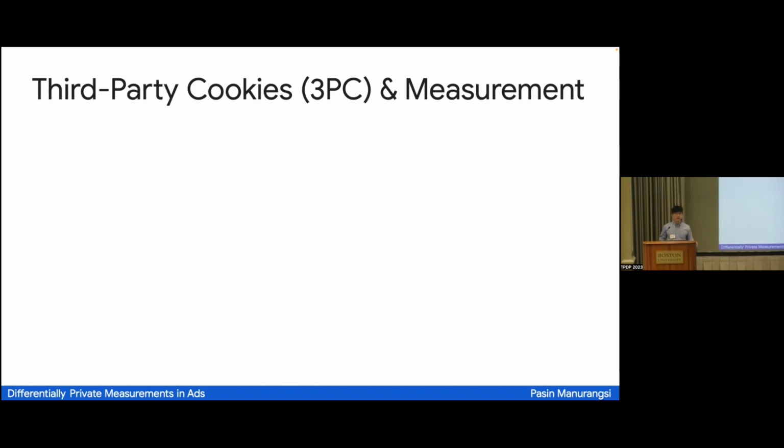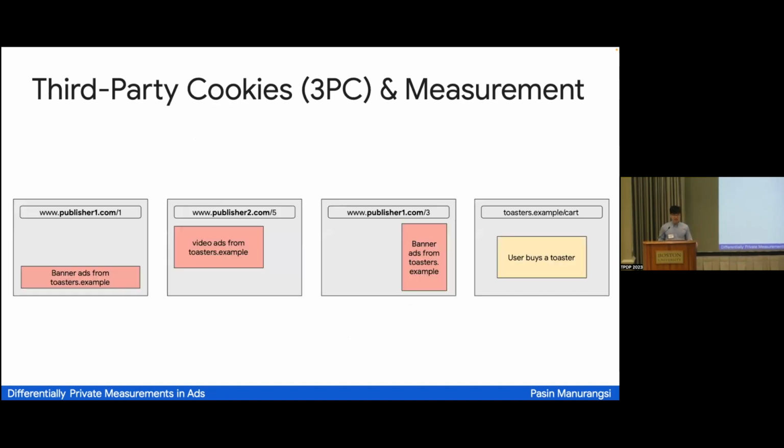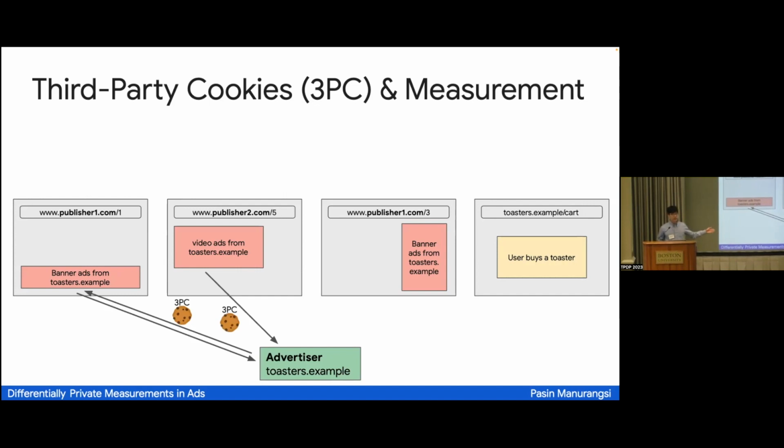What we are more worried about is about third-party cookie. So what is third-party cookie? So let's take a look at the example we already looked at before. So when you visit a website and you are shown an ad, these ad banners or video ads can send a request to the advertiser. So in this case, the ad can send a request to the toaster.example. And the toaster.example can now send a third-party cookie back to you. And the next time that you see an ad from toaster.example again, this third-party cookie is sent to toaster.example.